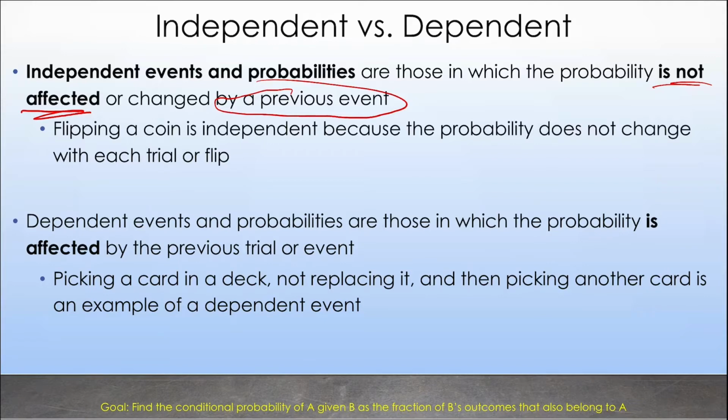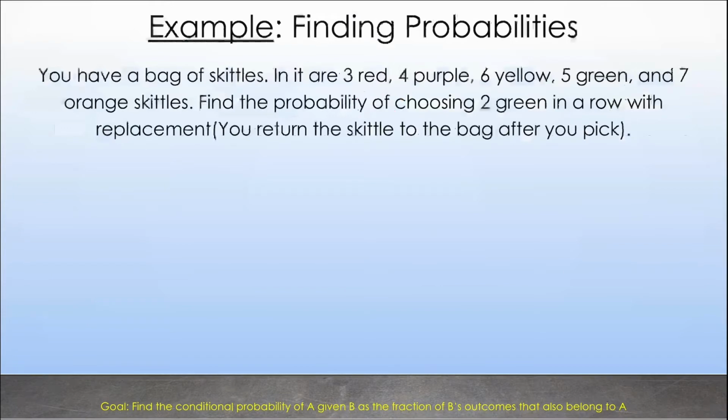Dependent events and probabilities are those in which the probability is affected by the previous trial. So this would be something like picking a card in a deck and not replacing it, and then picking another card. So say I have my 52 cards, right? Standard deck of playing cards, and I pull out the king of diamonds. My first draw, I set it aside. My chance of drawing a diamond on my second draw is less because I have one fewer diamonds in the deck. If that makes sense.